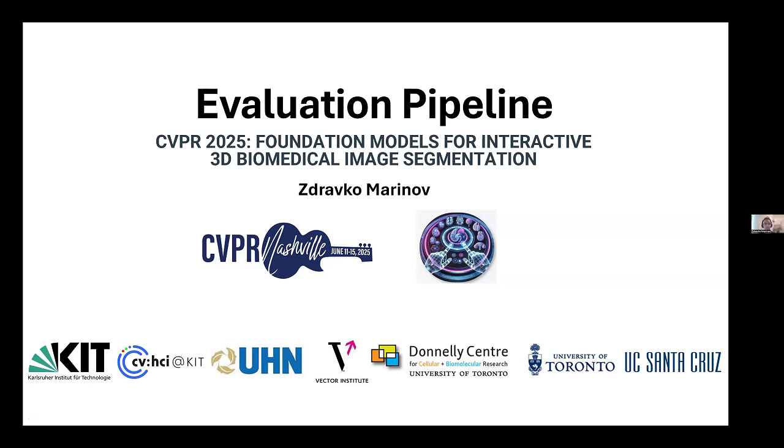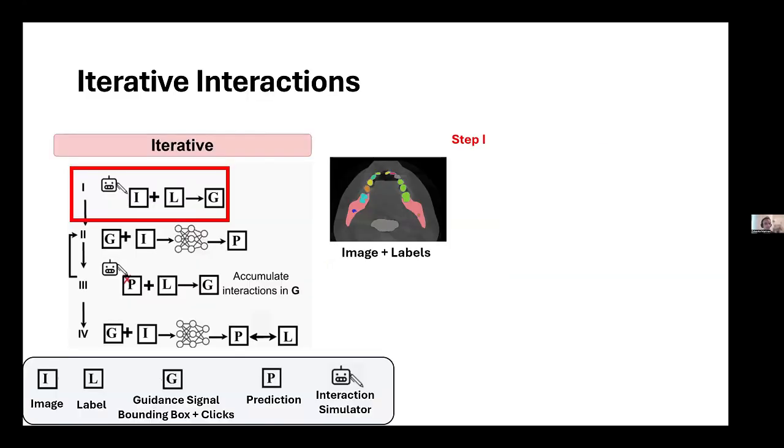So let's move on to the evaluation pipeline. I'm very happy to represent KIT at this challenge, and let's get right into it. This year, we really want to focus on iterative interactions, which means that you have a model that iteratively improves when you provide more and more information to it in terms of interactions. As John presented earlier, last year we focused on bounding boxes, which are just one interaction. But this year, we really want to do this iterative refinement.